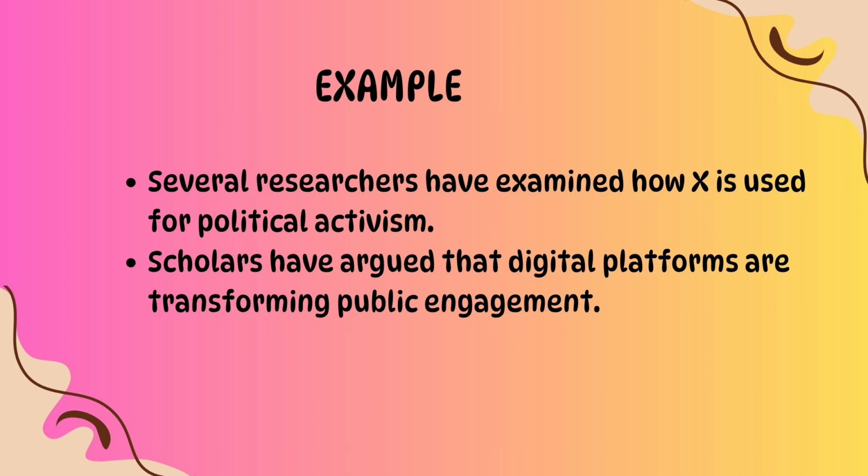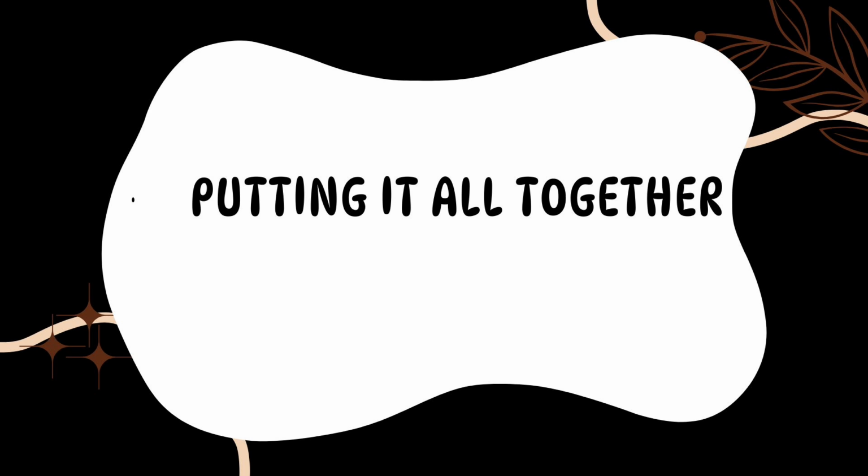That means it's a trend or something that happened in the past that authors knew in the past but still continues today. Another example, scholars have argued, is present perfect tense, that digital platforms are transforming public engagement. This tense is great when you want to show that something is still relevant or has been gaining attention over time. So let's put it all together.